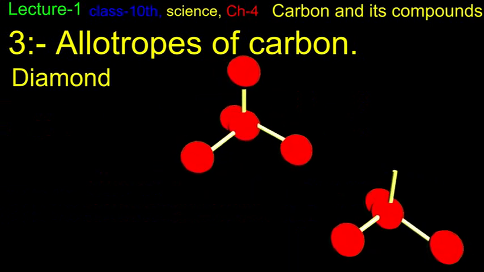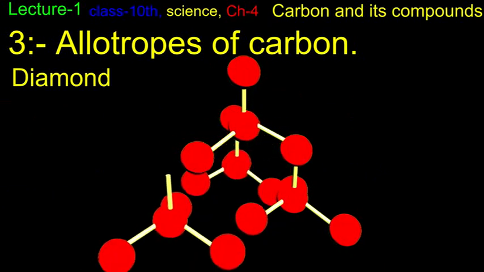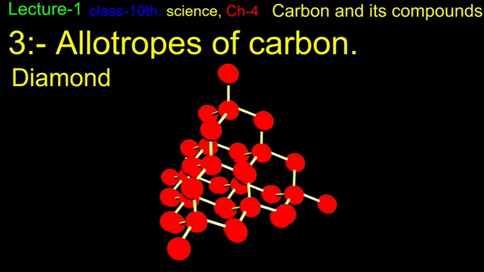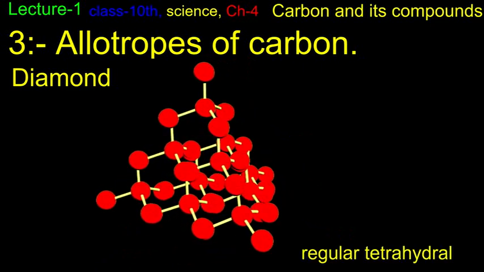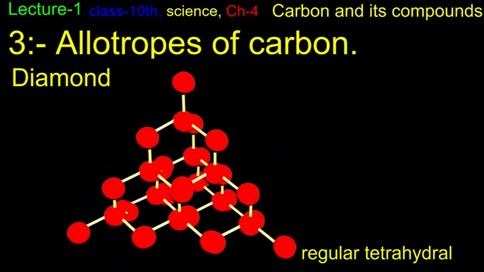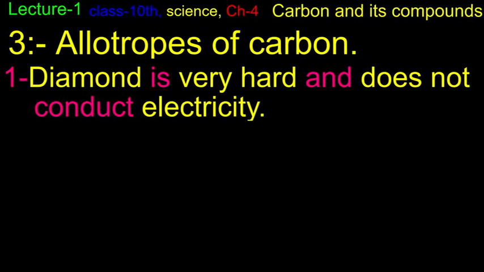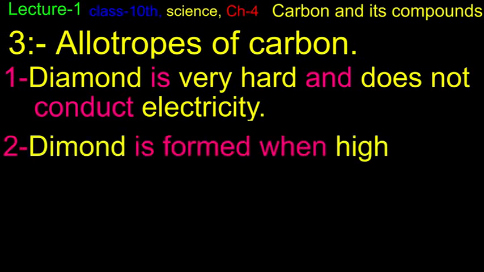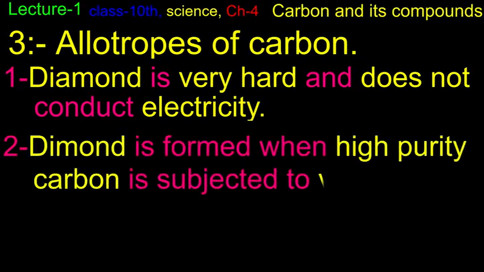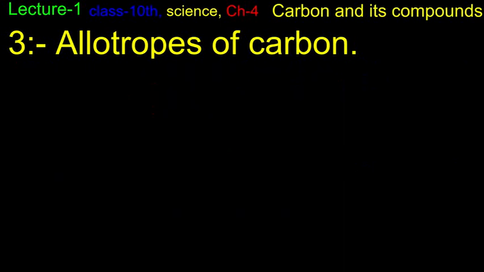In diamond, each carbon atom is bonded to 4 other carbon atoms. These atoms are situated in the corners of a regular tetrahedron. It forms a 3-dimensional rigid structure. Therefore, diamond is very hard and does not conduct electricity. Diamond is formed when high purity carbon is subjected to very high pressure and temperature. Another allotropic form of carbon is graphite.